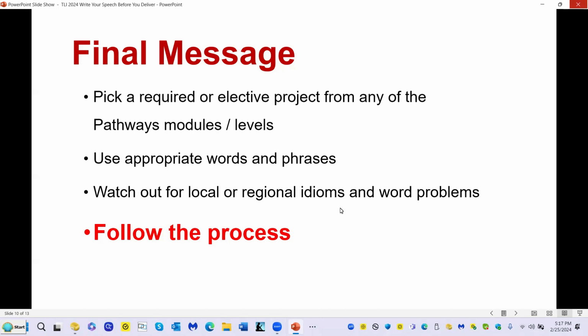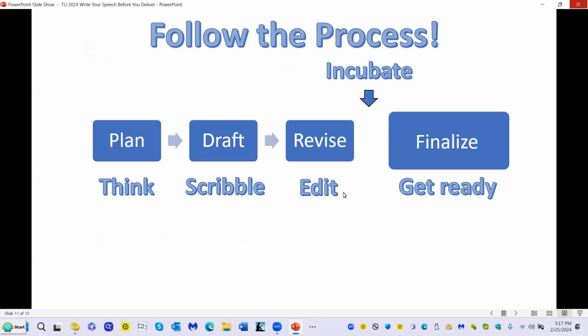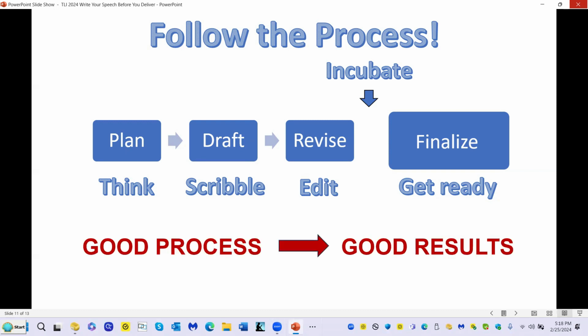Follow the process. I'm pretty sure that you can memorize it, even though it's more than 3 steps. But what is the process? Plan, when you have to think. Draft, when you have to scribble without any corrections. When you revise, that's when you go into the editing process. Then you keep a distance and let it cool, and then finalize it when you get ready. And that is the good process that will give you good results.